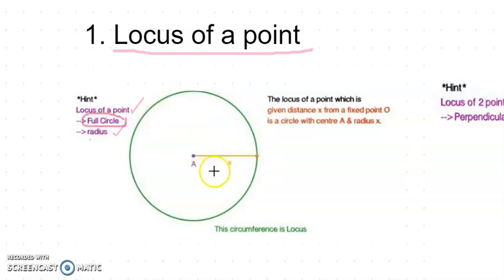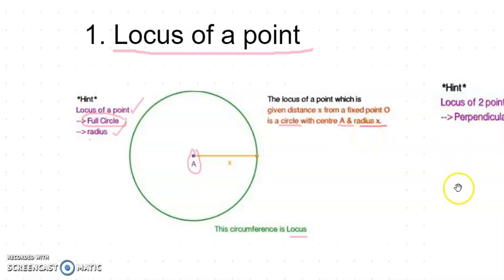Let's take an example of point A, and the question wants you to draw the locus of a point from A, with A as the center and x as the distance. So x is actually the radius. Take out your compass and measure the distance from the needle to the pencil to be the distance x, and then draw a full circle. The circumference of this circle is what we call a locus. So the locus of a point which is a given distance x from a fixed point A is a circle with center A and radius x. So that is the locus of a point.